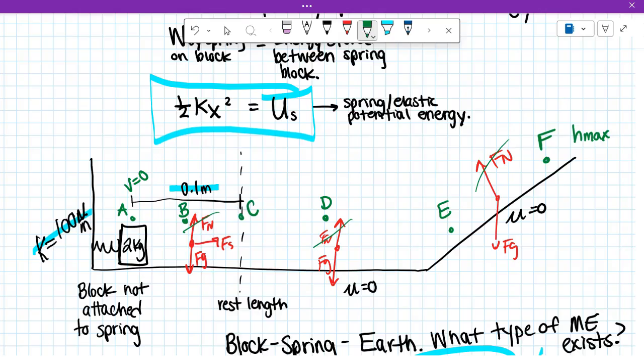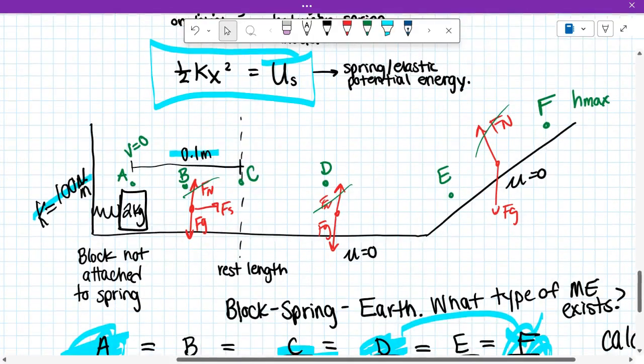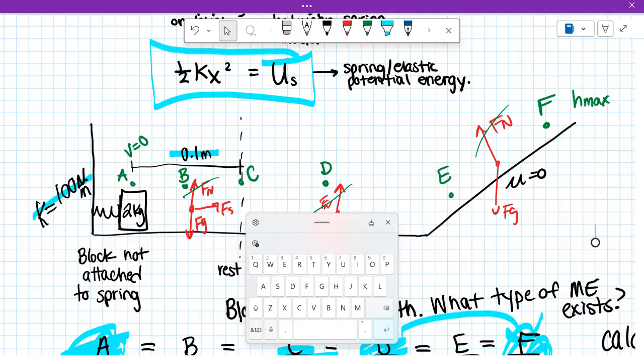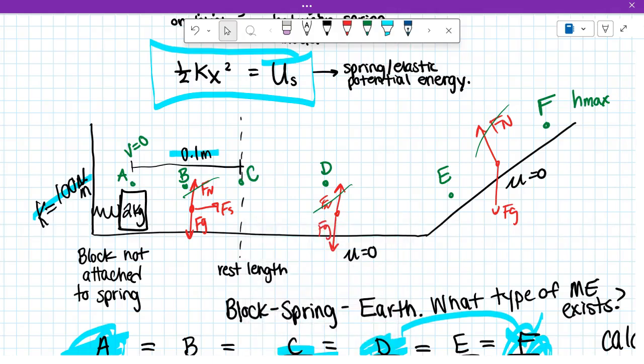So what I want to do is include those forces in my system so that I can conserve energy. So we are going to define our system as the block-spring-Earth system. And we are going to ask ourselves what type of mechanical energy exists. So essentially, if I was to give you a bunch of Legos, say 16 Legos, how would you build your bars? Or how many bars would you have at each of those locations? And what types of energies do those bars represent?